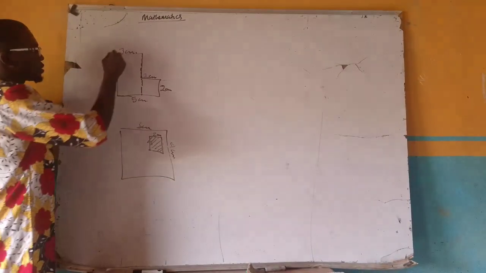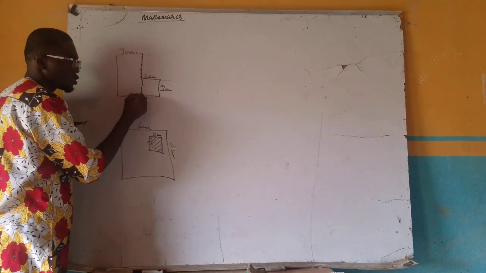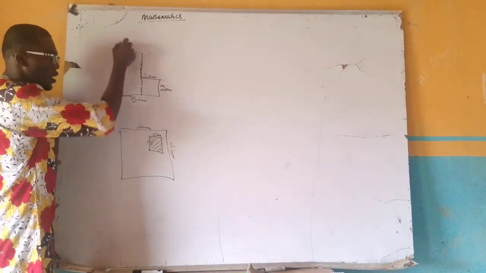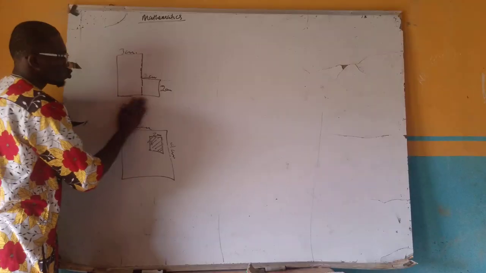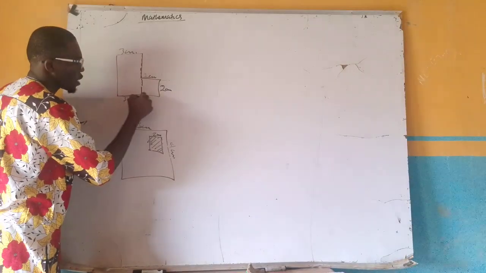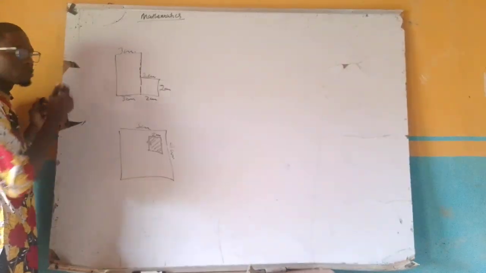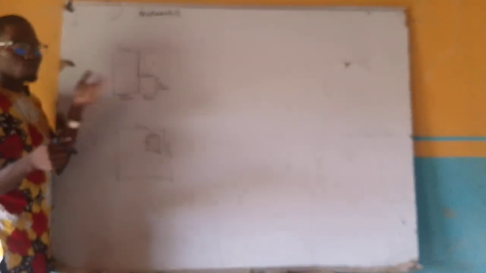So we know that this space is 3, that means from here to here should be 3. Remember, opposite sides are equal. So how many remain here? The value will be 2. So we have 3 centimeter and 2 centimeter. You see, this is how we split it.